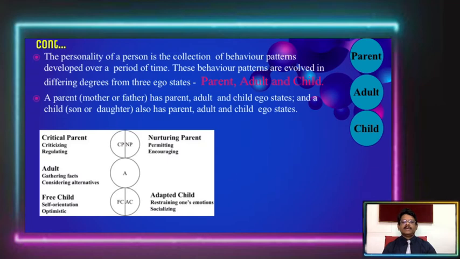The personality of a person is a collection of behavioral patterns developed over a period of time. We all know that because we acquire our behavior in due course of time. So these behavioral patterns evolve in different degrees from three ego states. Even Sigmund Freud said that: id, ego, and superego. The superego is equal to the parental ego state, id is equal to the child ego state, and ego is related to the adult ego state. So these are the three ego states that are there in every individual's personality: parent, adult, and child.